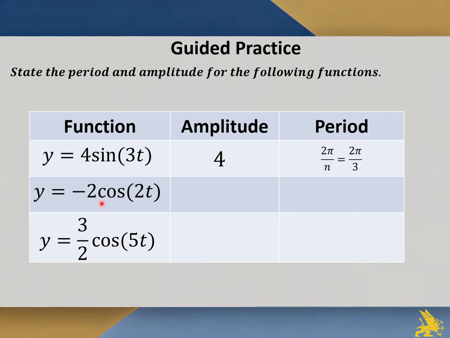Negative 2, just remember that negative is just a reflection in the x-axis. So that is not part of our amplitude. So for negative 2 cosine 2t, my amplitude is literally 2. My period is 2 pi over my n value, which is 2 pi over 2, which I could say is pi. Y equals 3 over 2 cosine 5t. My amplitude is 3 over 2, and I can write the period as 2 pi over n or 2 pi over 5.